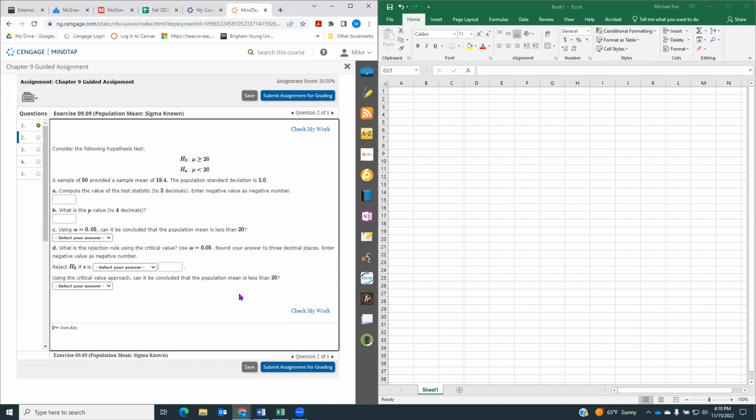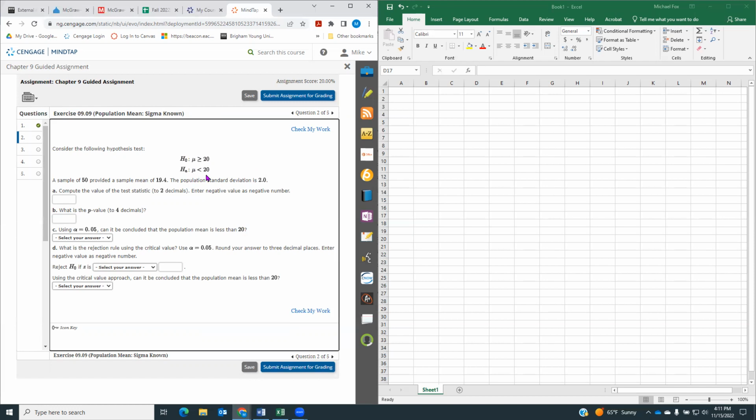So the way these are set up, we have some hypothesis tests where we are testing to find the population mean, meaning our hypothesis relates to the population mean. So we'll see right here, the null hypothesis is that the population mean is greater than or equal to 20. And then the alternative hypothesis is that the population mean is less than 20.